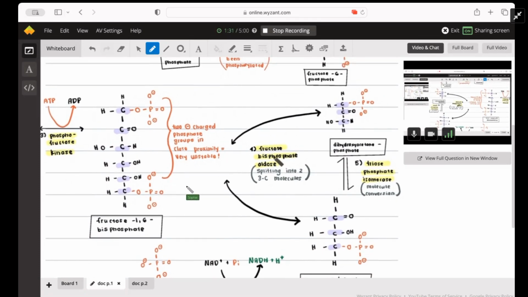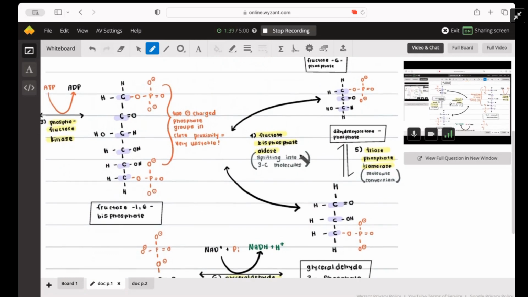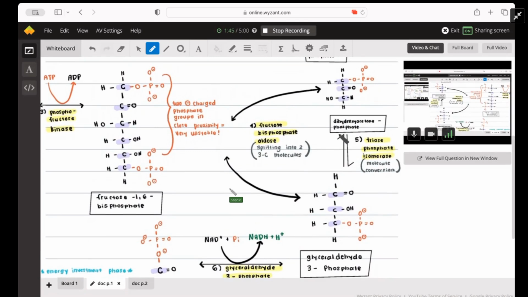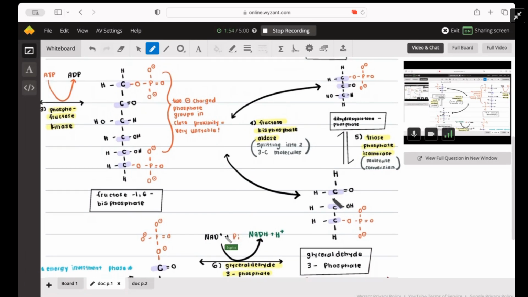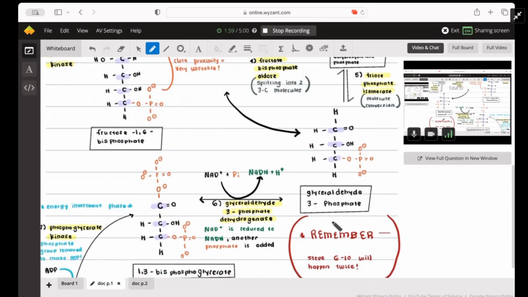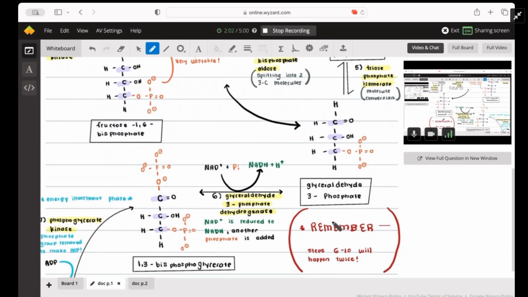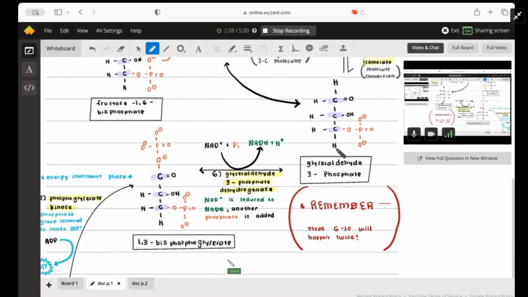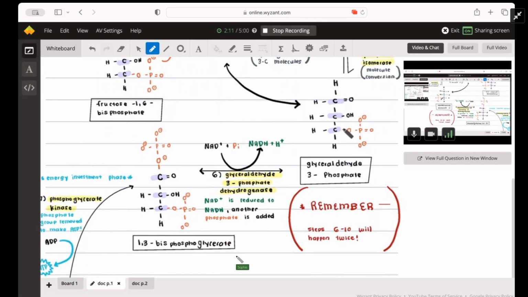So fructose bisphosphate aldolase splits our 6-carbon molecule into 2 3-carbon molecules. So we have dihydroxyacetone phosphate and glyceraldehyde 3-phosphate. Glyceraldehyde 3-phosphate is the preferred 3-carbon molecule. So triose phosphate isomerase basically just rearranges it into 2 molecules of glyceraldehyde 3-phosphate. So as we enter the energy payoff phase, it's important to remember that we have 2 molecules of glyceraldehyde 3-phosphate. So steps 6 through 10 are going to occur twice.